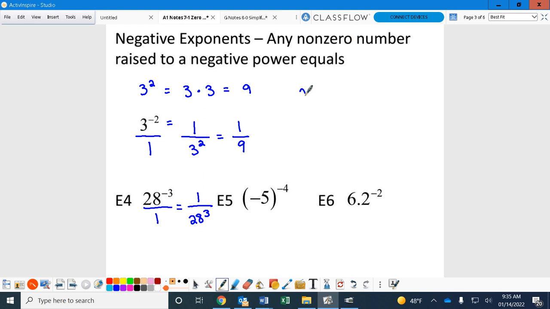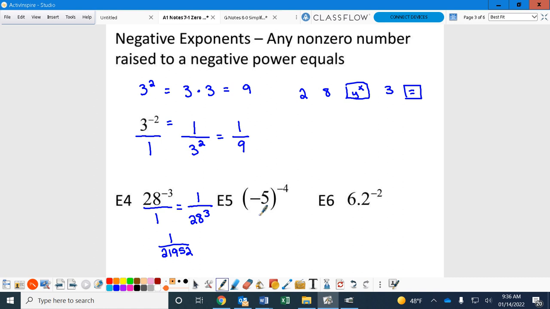So you would type 2, 8. You're going to hit the power button, guys. What does the power button look like? Y to the X. It's that little Y to the X button. We've used it already this year, but let's make sure you remember what it looks like. The power would be 3, so you type 3, and then you hit equals. That's going to make it 1 over a big number. What is it? 21,952. Perfect.